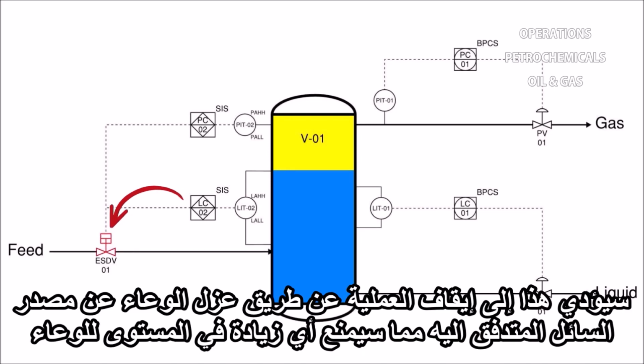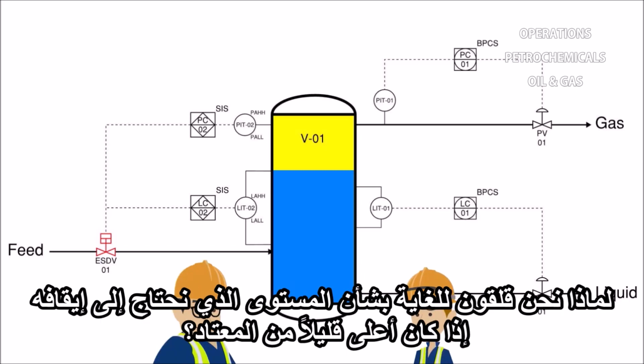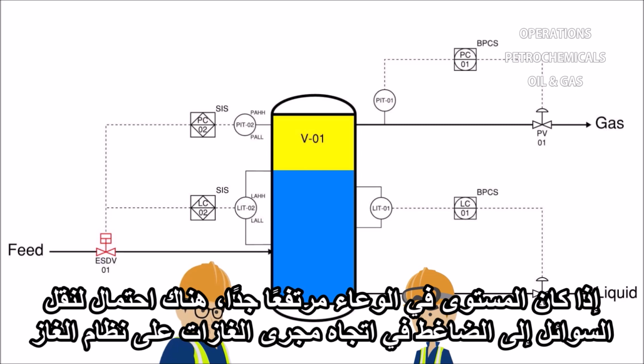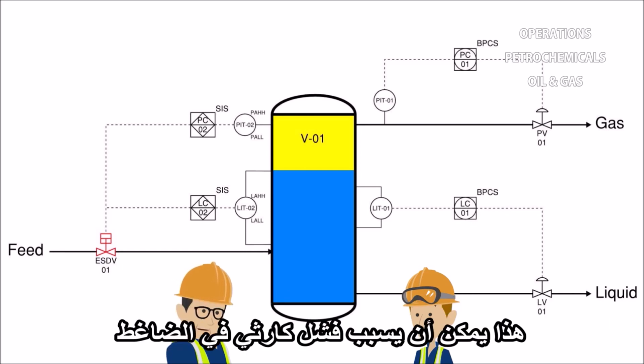This will shut down the process by cutting V1 off from the upstream liquid source, which will prevent the level in the vessel from increasing any further. Why are we so worried about the level that we need to shut down if it's a little higher than normal? It is important to keep the level in V1 near the set point of LC1. If the level in the vessel gets too high, there's a potential to carry liquids over to the compressor downstream on the gas system. This could cause a catastrophic failure in the compressor.